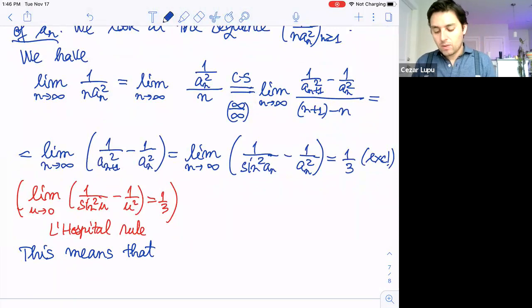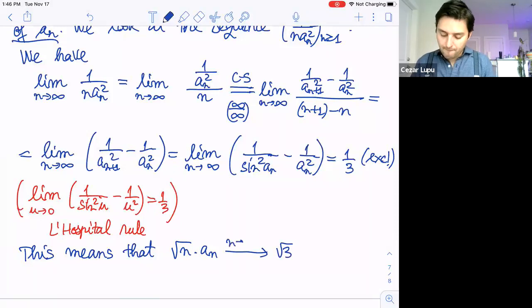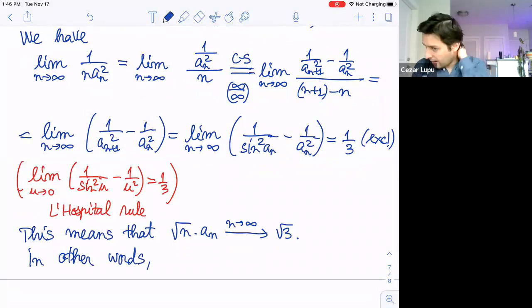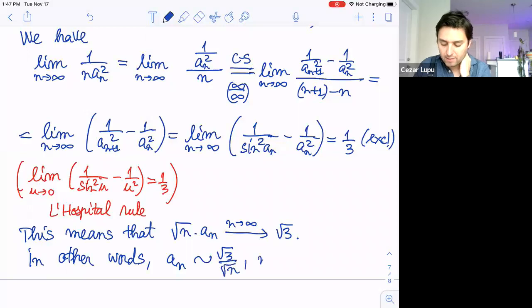So this means that n times a_n squared will converge to 3 as n approaches infinity, or you can say that the square root of n times a_n will converge to the square root of 3, right, as n approaches infinity. So in other words, this is how we get the asymptotic behavior. So we apply the Cesàro rule. So in other words, this guy a_n will behave like what? Like square root of 3 over square root of n as n approaches infinity. So this is how it's going to behave.